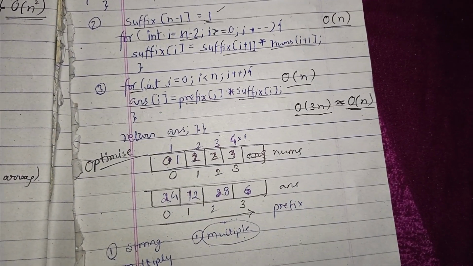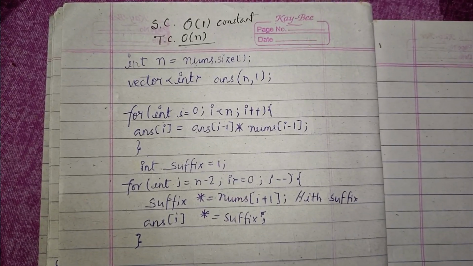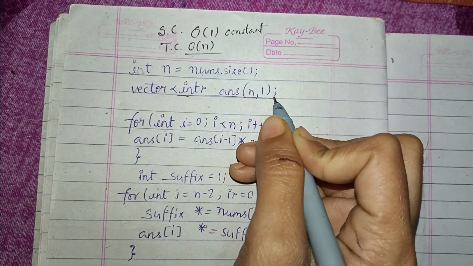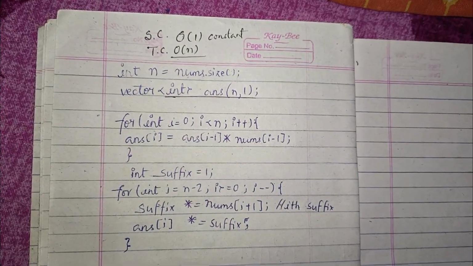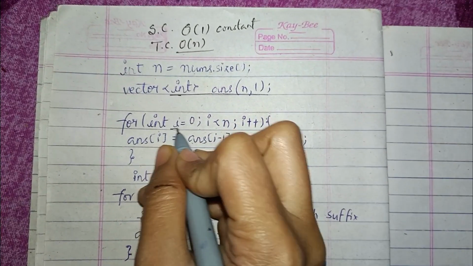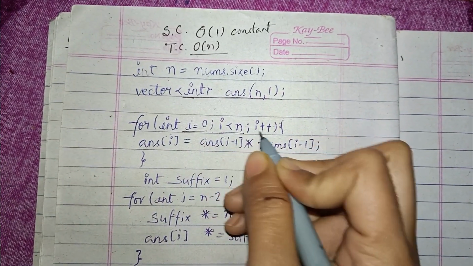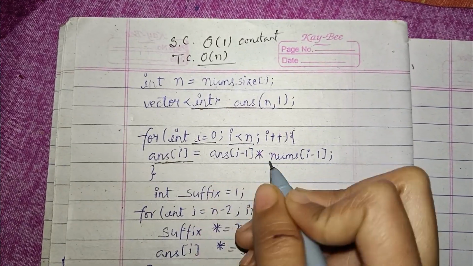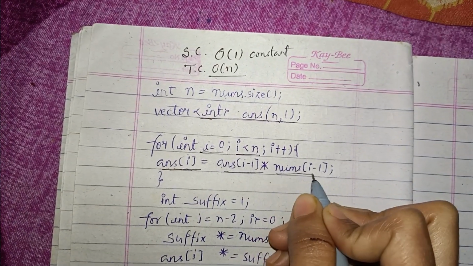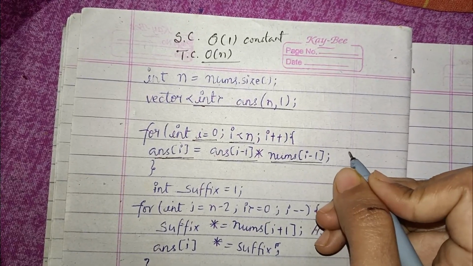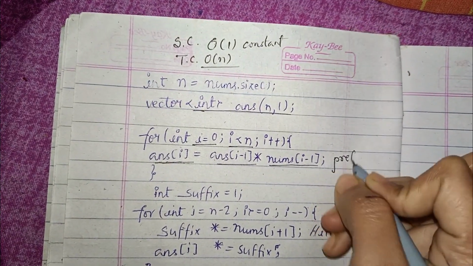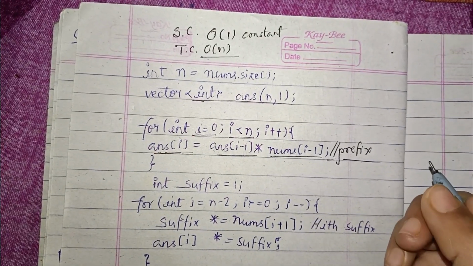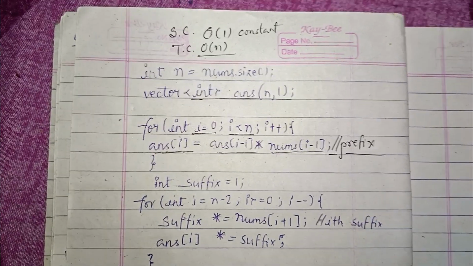Okay, now this is our code for the optimized approach. Here we are taking only one vector, which is ans. We take only one traversal, which is i equal to 0 to i less than n, and here we are just multiplying ans[i] is equal to ans[i minus 1] into nums[i minus 1]. So we are storing our prefix directly, and not storing it separately, so it will reduce our space complexity.